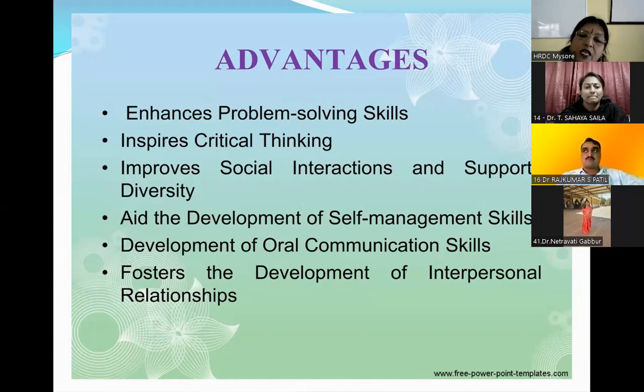Aid the development of self-management skills. So students learn how to improve or develop self-management skills. So this is one such opportunity.